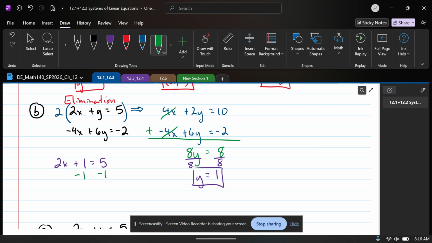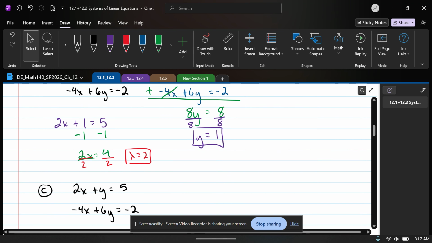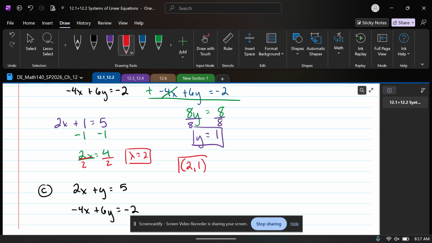Minus 1, that's 2x is equal to 4. Divide by 2. And x is equal to 2. That's the same answer that I found by doing it by substitution. Ordered pair 2, 1.